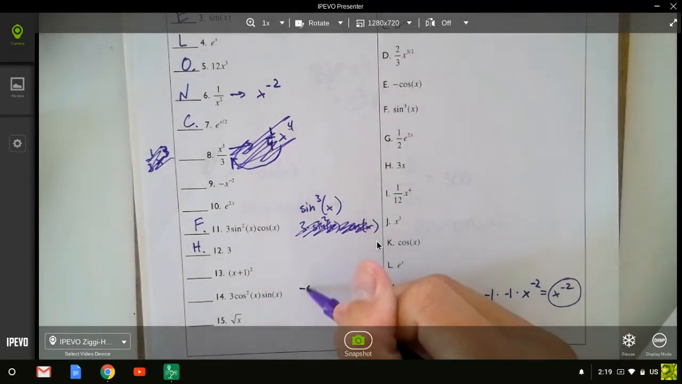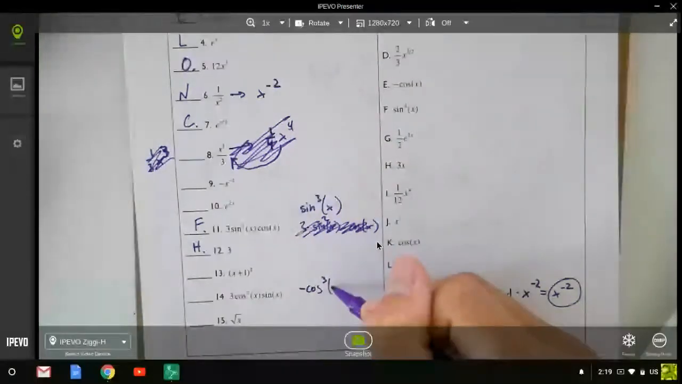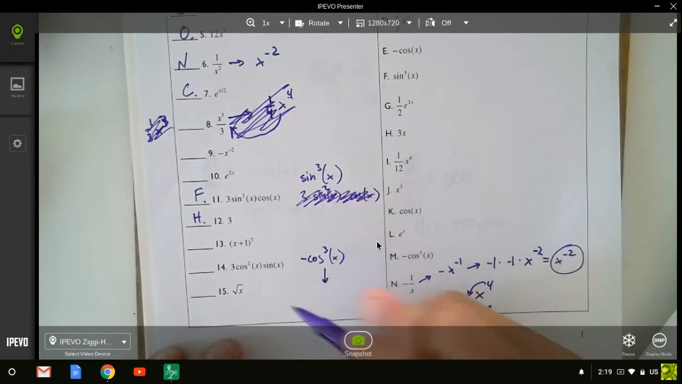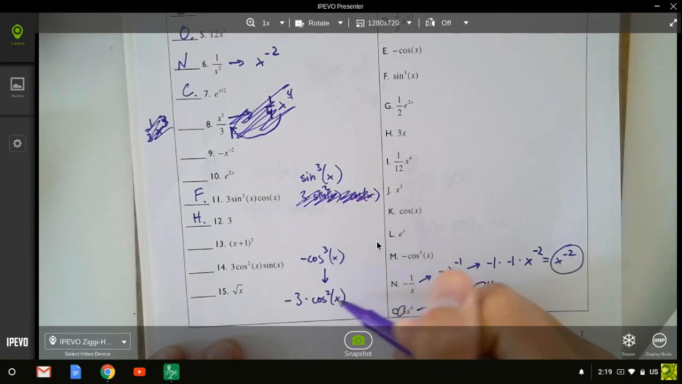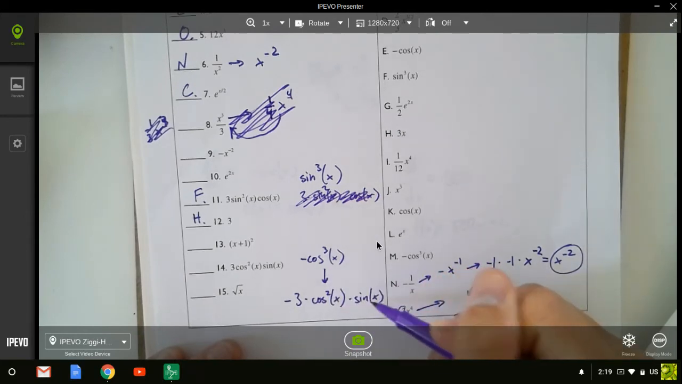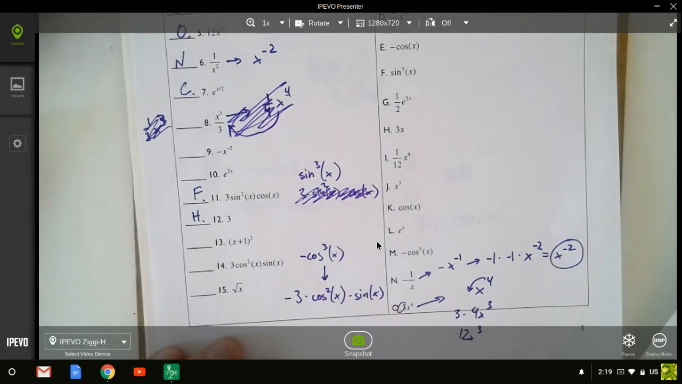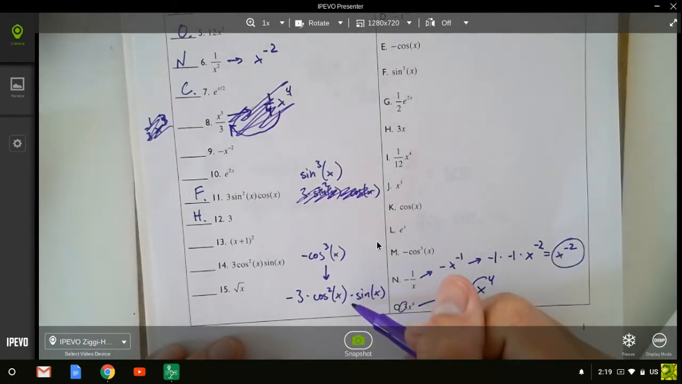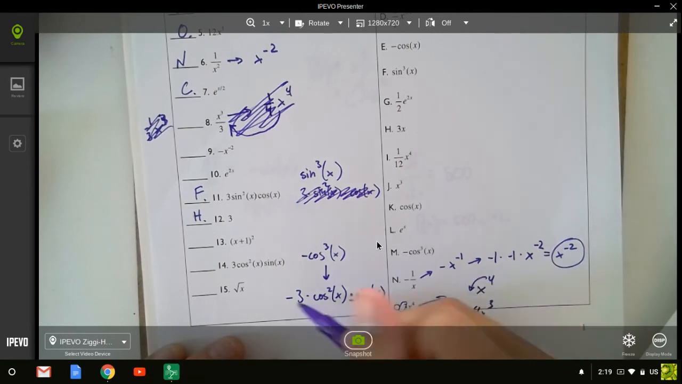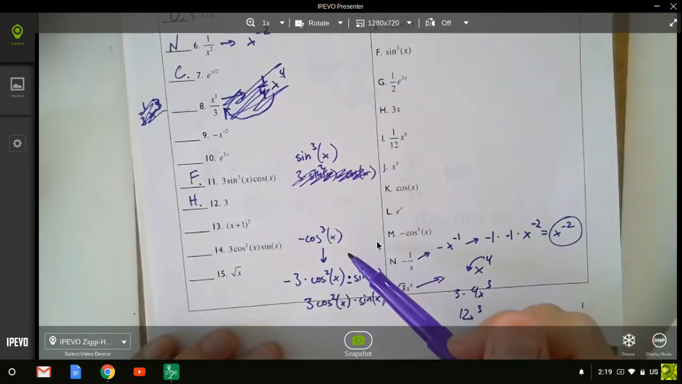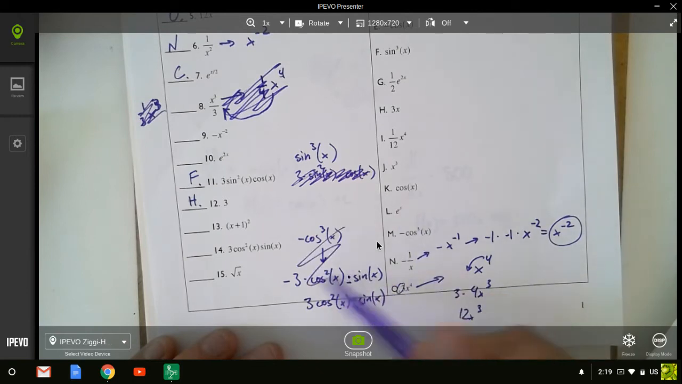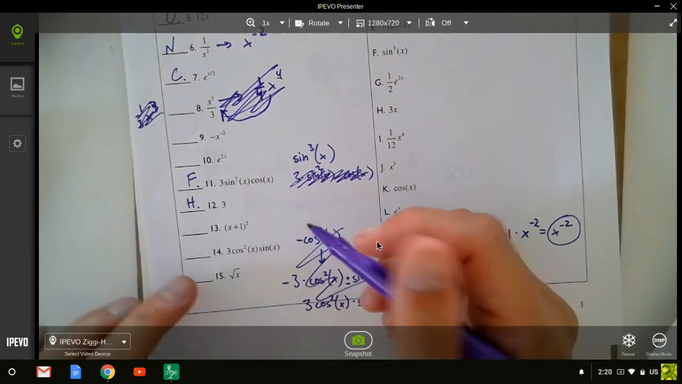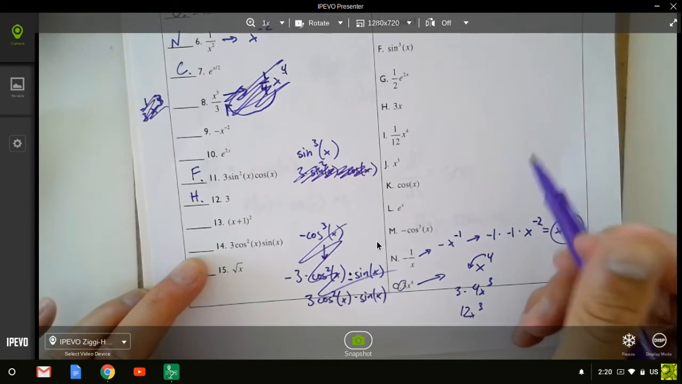Let's test it out. So you say it's negative cosine cubed x. If I took the derivative, it'd be negative 3 times cosine squared x, and then you have to take the chain rule times sine of x. Is that what we got? Yes. Times negative sine of x, and then the negatives would cross out, giving me positive 3 cosine squared x times sine of x. Very good. So 14 should be M.